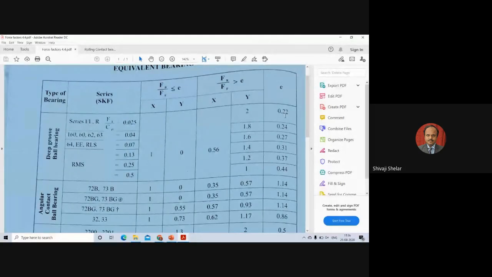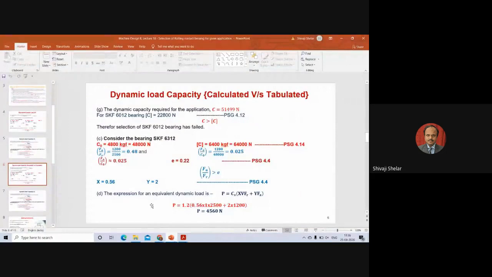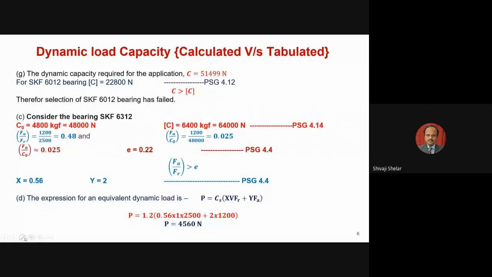Then the E value here is 0.22. My FA by FR value is 0.48, which is greater than the E value. So again, we have to follow this column. In this column, we have got X equal to 0.56 and Y equal to 2. So selecting these two values, we are going back to the design again. In this design, we have now selected the new values of X and Y for the new bearing. These are the X and Y values for the SKF 6312 bearing for the given application.